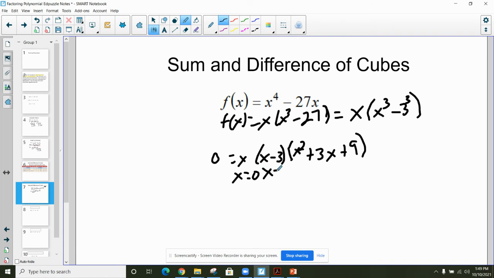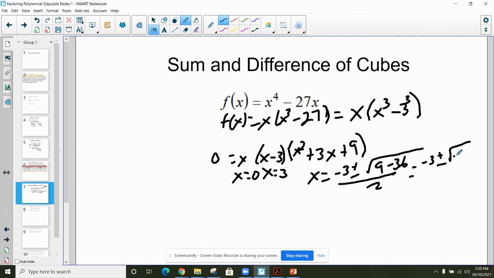All right, but for this quadratic, it's not factorable, so I'm going to use the quadratic formula. If I do that, opposite of b, so negative 3 plus or minus the square root of b squared, so 3 squared is 9, minus 4ac, 4 times 1 times 9 is 36, all over 2a, so 2 times 1 is 2. So I get negative 3 plus or minus square root of negative 27 over 2.